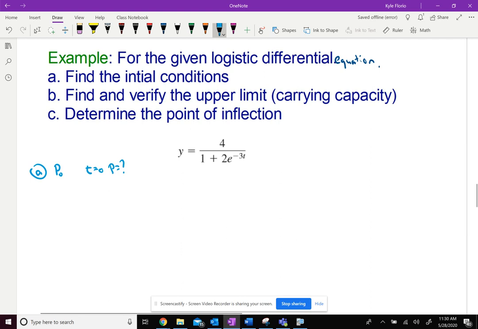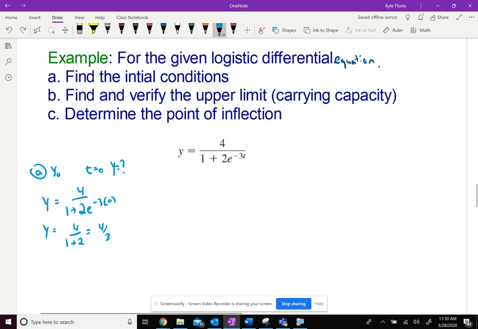Simple enough. The population y is equal to 4 over 1 plus 2e to the negative 3 times 0. So when t equals 0, what is the population, or what is y? Call it y of 0. And what do we got? Well, let's see. That's 4 on top. On the bottom, I have 1 plus, well, e to the 0 is 1. 2 times 1 is 2. So that's going to be 4 over 3. So the initial population is 4/3.